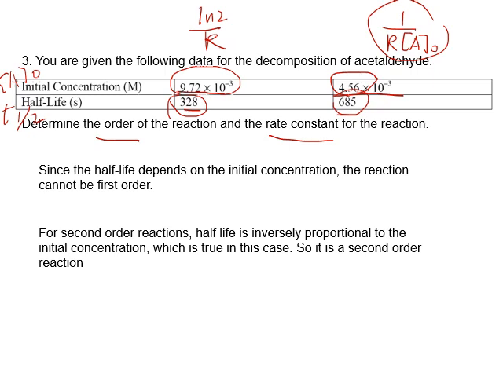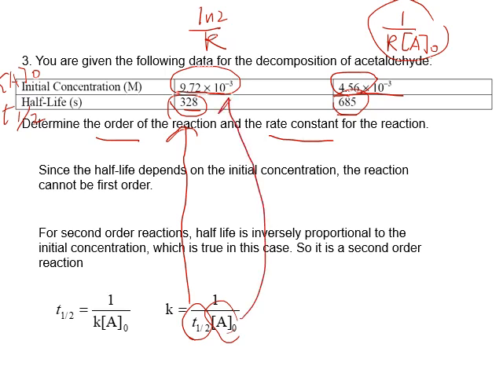To calculate the K, we use this equation, half-life, and half-life is already known. We choose any of those data, and so the K can be calculated. For example, you can choose half-life 328, then initial concentration is 9.72 times 10 to the minus 3. You can also choose the second data, which should give you a similar answer. Here it is 0.314 per second per minute.